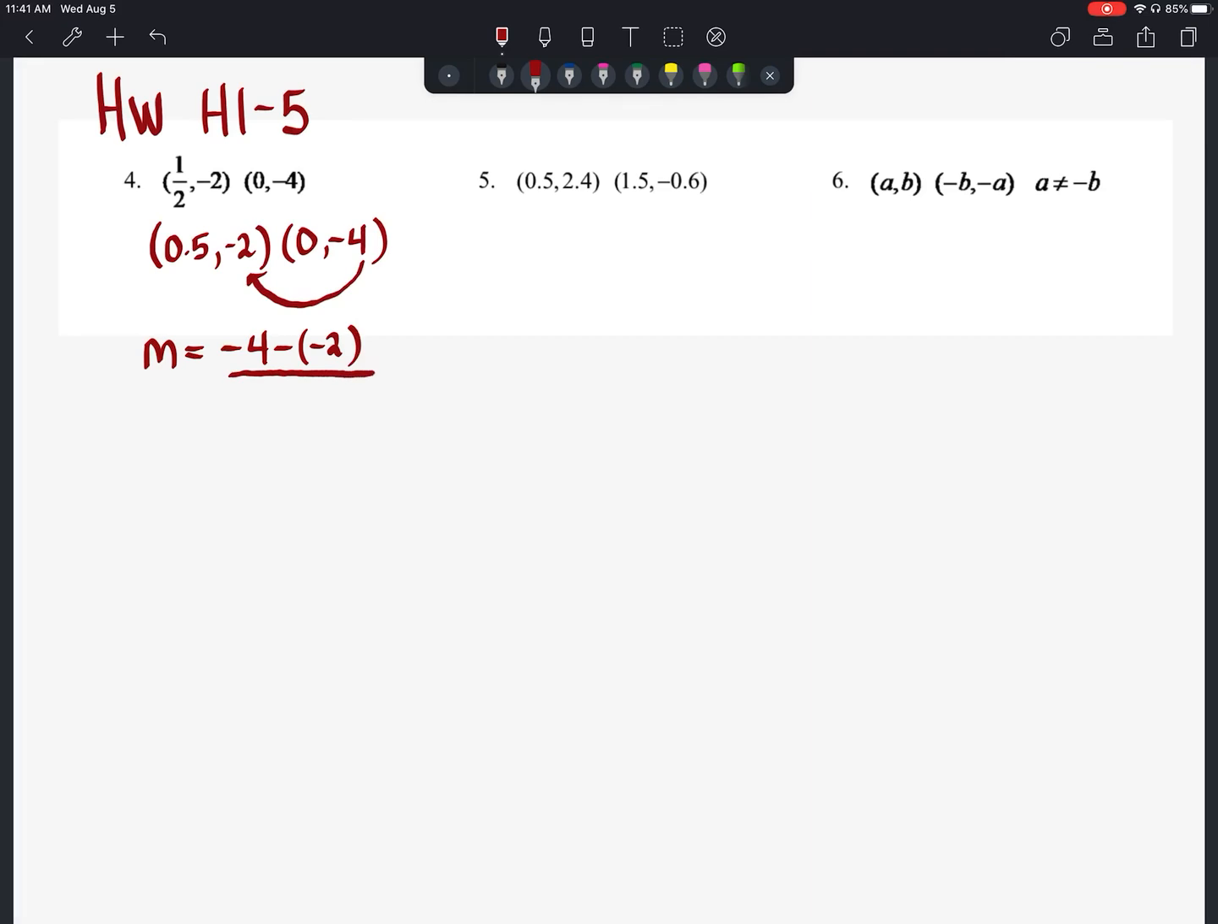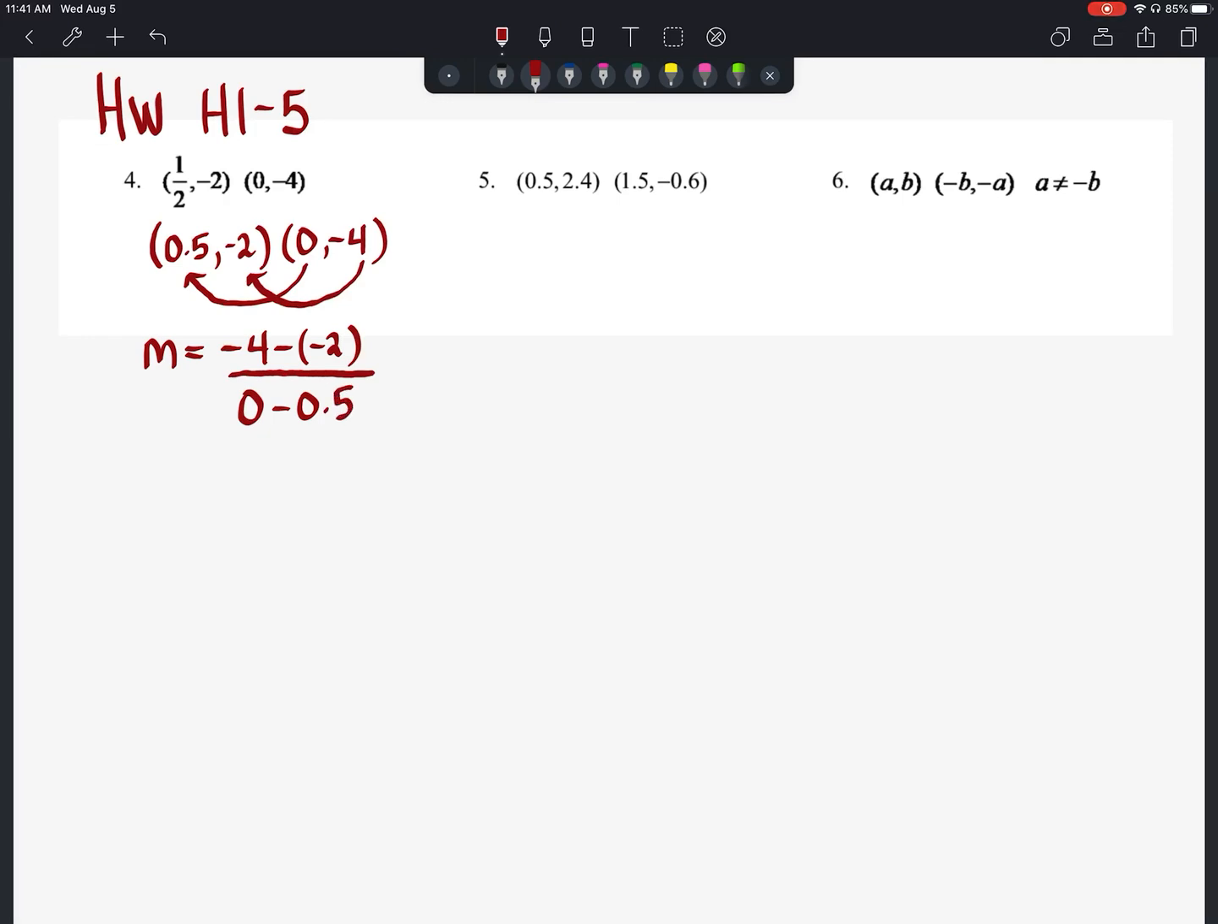I would highly advise you to write down what you're doing here, at least in the setup, so you don't accidentally forget a negative sign or turn a negative into the minus and forget that there's a second one there. And then we're going to do 0 minus either 0.5 or 1/2, whichever way you choose to do it. I'll just go ahead and do 0.5 for this one.